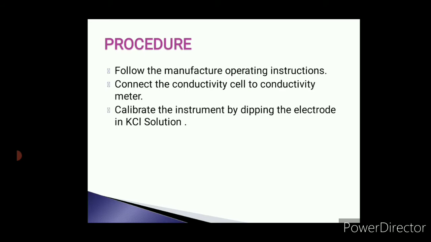You must calibrate the instrument by dipping the electrode, that is the conductivity cell, into KCl solution, and we must adjust the standardization knob and standardize the instrument to 14.1. Here 14.1 is nothing but the ionic product of water. When we add pH plus pOH, it gives the value 14. So we must calibrate the instrument to 14.1.